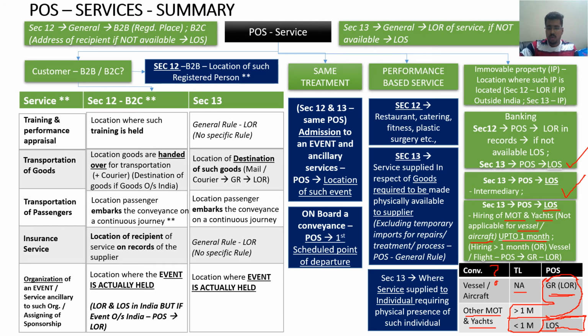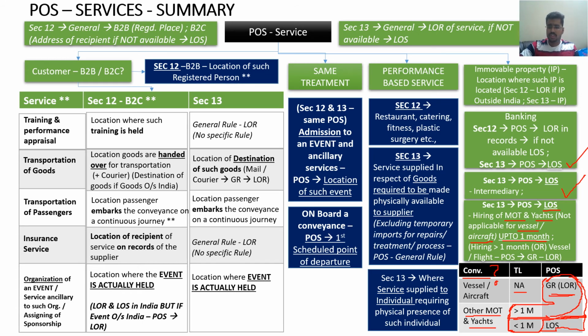So please take note of this table. That is, what are you hiring? What is the conveyance that is being hired? Is it a vessel or aircraft? Straight away go to the general rule, location of recipient. If it's other than vessel or aircrafts, including yachts, then see the time limit for which it is being hired. If it is up to a month, then it is location of supplier. If it is more than a month, then it is general rule, location of recipient, right? So hope this is clear.